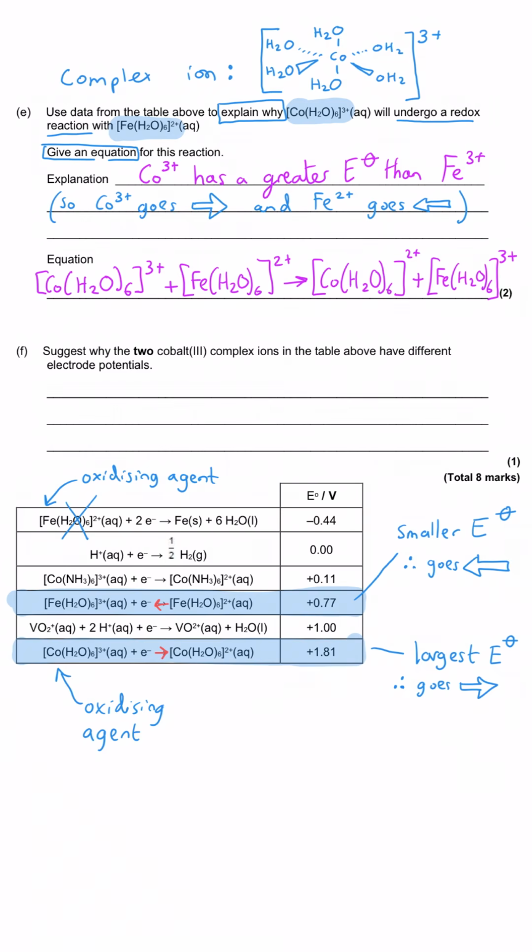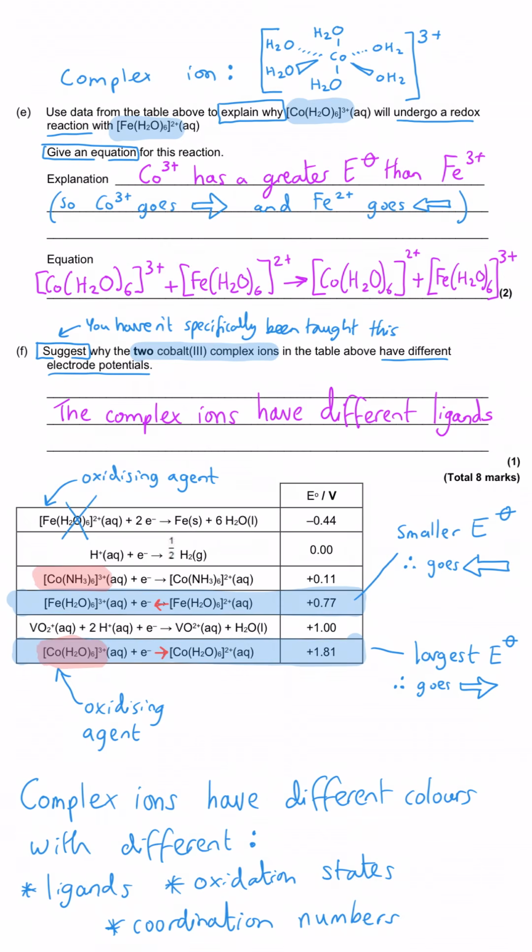And then the last part of this question says, suggest why the 2 cobalt 3+ complex ions in the table have different electrode potential values. Well, the 2 cobalt 3+ is cobalt with 6 ammonia ligands and then a 3+ charge, and cobalt with 6 water ligands and a 3+ charge. And so in fact, quite simply for this question, we just need to say that the cobalt 3+ has got different ligands. With the ammonia ligands it will have one colour, and with the water ligands it will have another colour.